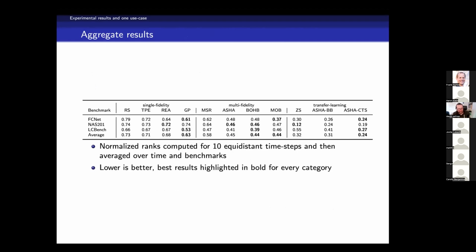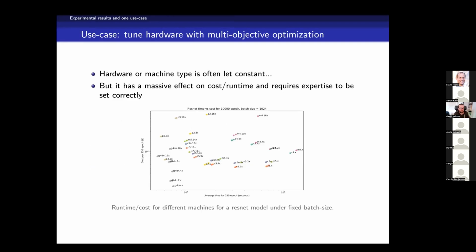So that's it for the experimental results. Then I said I will talk about one use case. This use case is about finding the hardware, or the type of machine, that you use when you query a black box function.